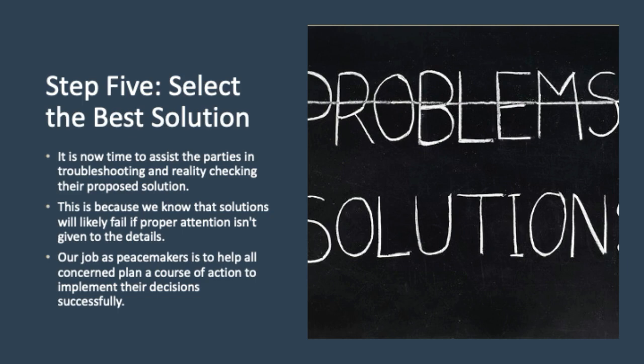In today's podcast, we will discuss Steps 5 and 6. This is where the best offer is selected and an agreement is drawn up. We will close our unit with a brief discussion of caucuses, or instances where the mediator meets privately with participants. So let's begin with step number 5. Step 5. Select the best solution.